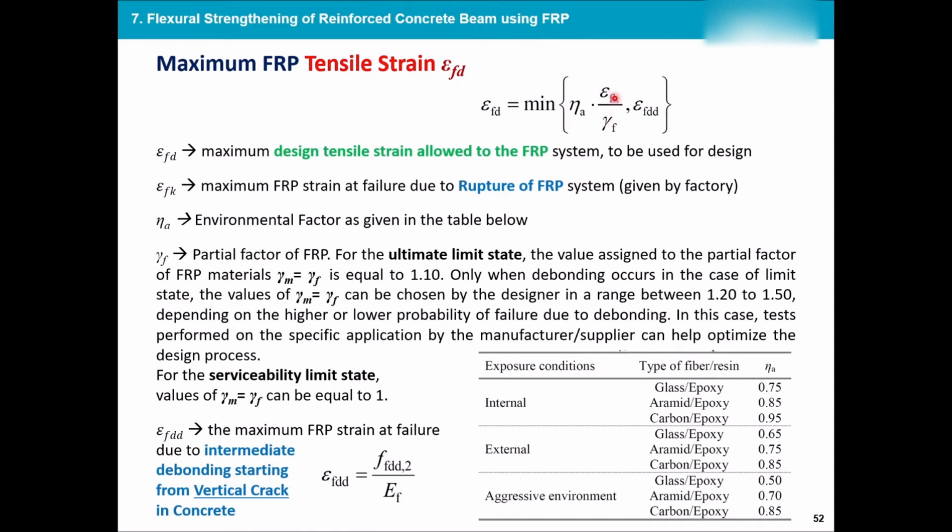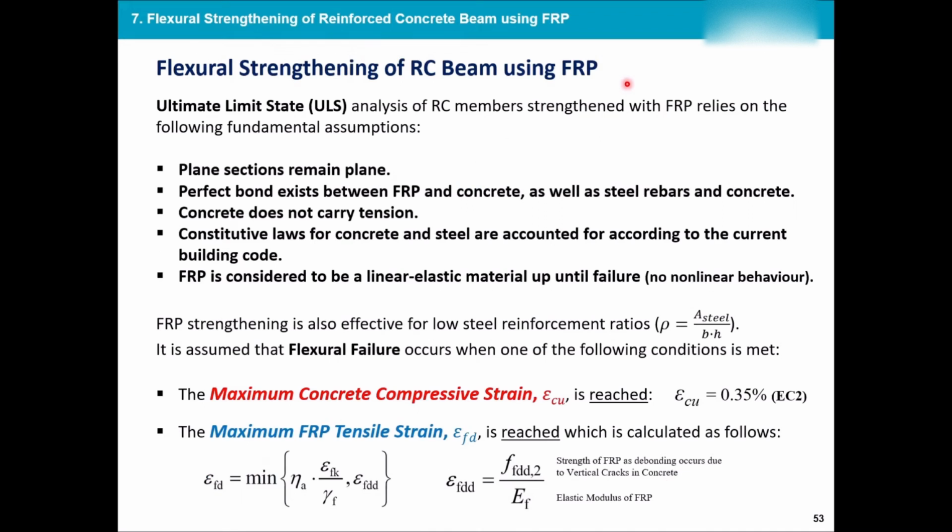Now, if I have a value here and I have a value here, I'll take the smaller one to be on the safe side. So again, one comes from the factory and I just apply some environmental factors and some partial factors to it. The other one comes from considering the debonding, which was mode 2. Whichever is smaller, I'll take that and I'll carry on in my calculations.